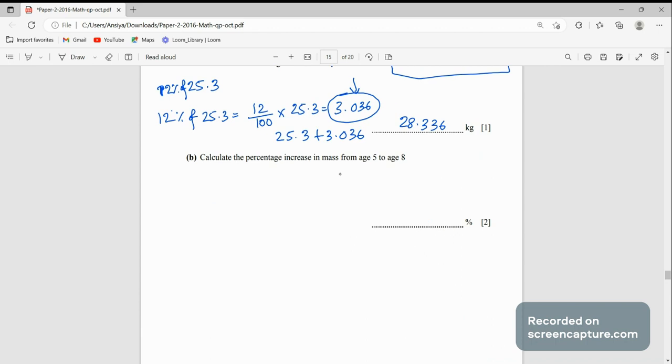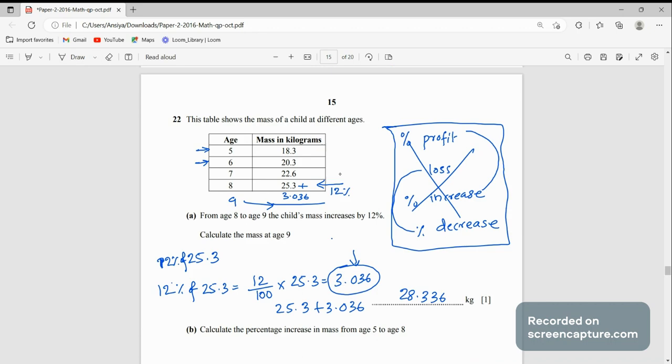Next one. Calculate the percentage increase in mass from age 5 to age 8. Okay. So you can see the table. From 5 to 8, so much change happened in the age. Write that as a percentage increase. Here we can use what I said here, the equation for percentage profit, percentage increase. Okay, we have learned, or I will give you the equation for how to do this one.